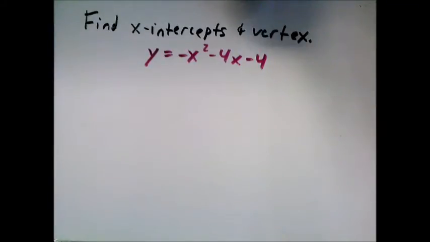So here we have the equation of a parabola. We want to find the x-intercepts and the vertex. So two separate things, we'll have to do them separately, but let's look at x-intercepts first.